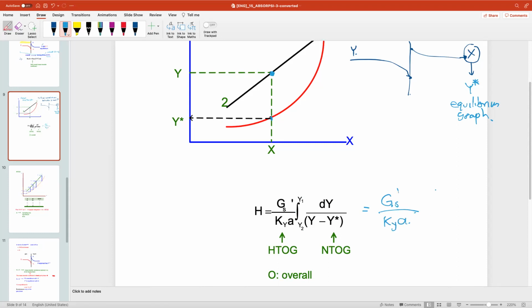We call this not HTU but HTOG, the height of a transfer unit of overall gas. Then again, you calculate 1 over y minus y star, and multiply with dy. Again, using a numerical method or the trapezoid method from y2 to y1, you can calculate this and multiply with the delta y, and then you can do the integration.